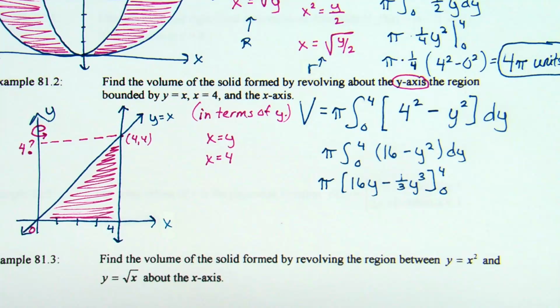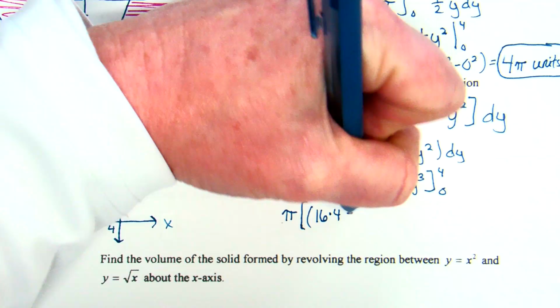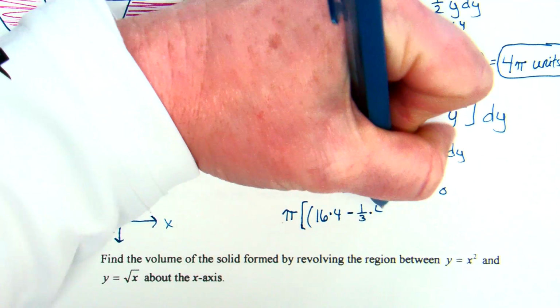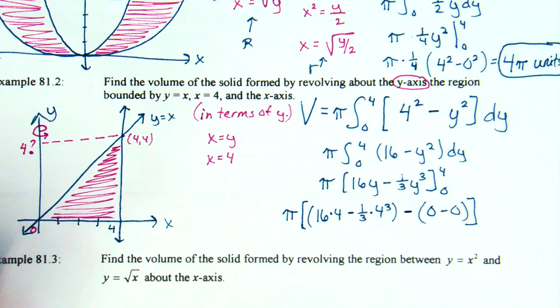So pi times 16 times 4 minus 1/3 of 4 cubed. And then minus, what about when you plug in zeros? That part just ends up being 0 minus 0. Okay, do some math.